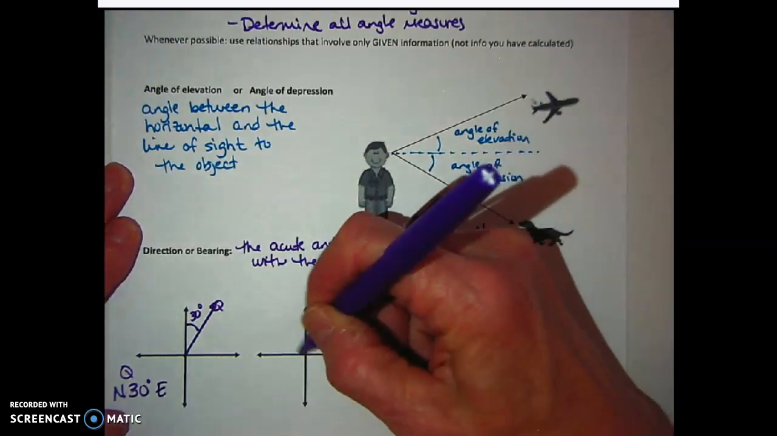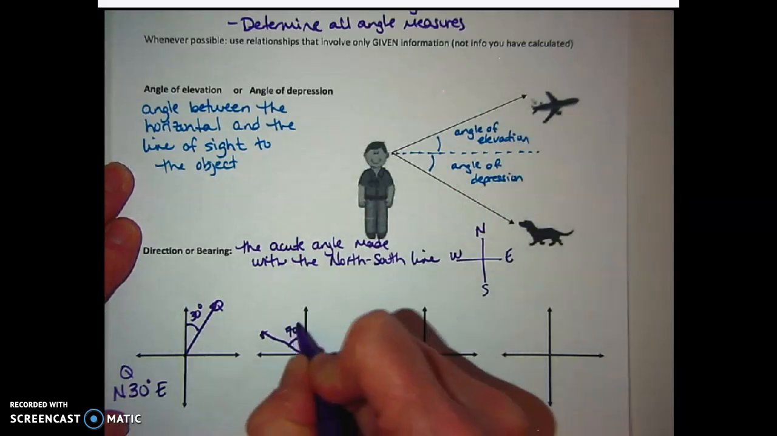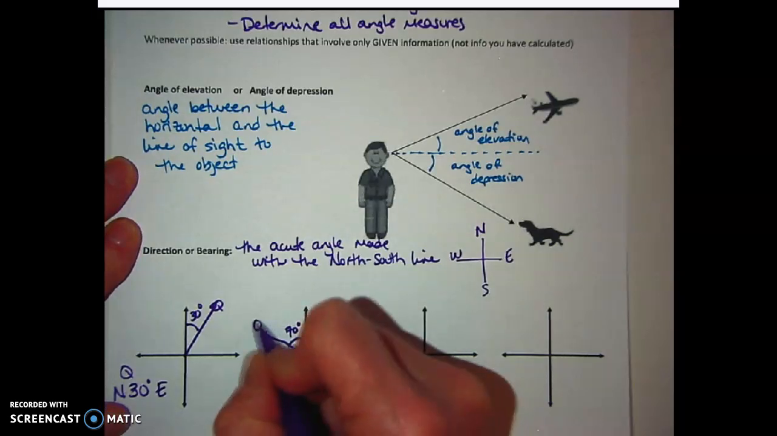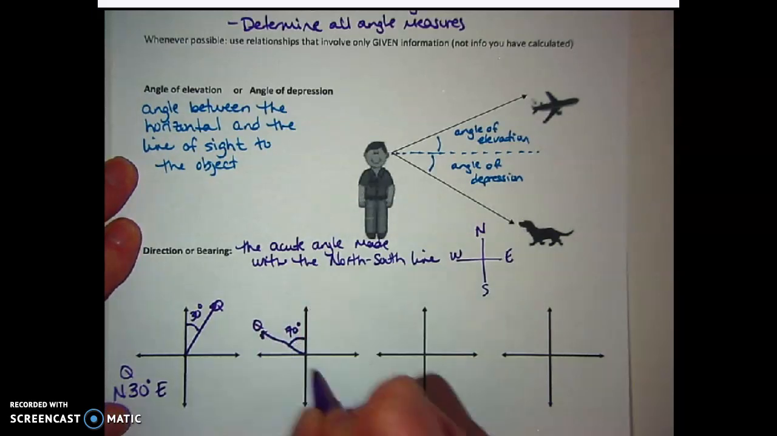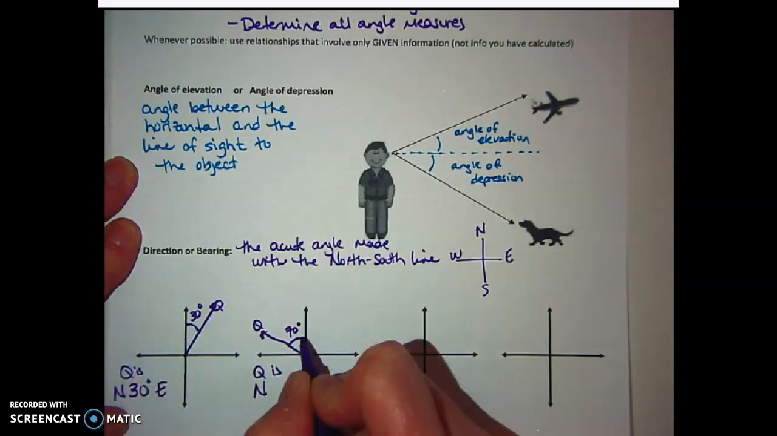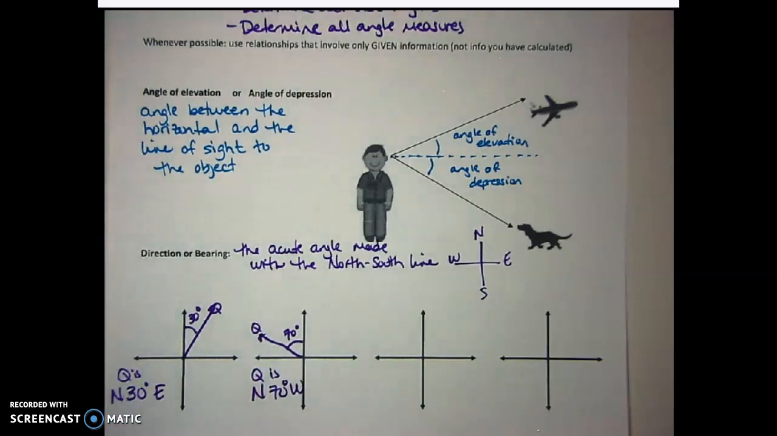Similarly, let's say I have an angle out here. And again, it's off of the north-south line. So let's say that's a 70-degree angle. If this is my Q, again, to get out to that point, the first thing I have to do is go north, and then I'm going to go 70 degrees, but now I'm going west. So this would be a bearing of north 70 degrees west.